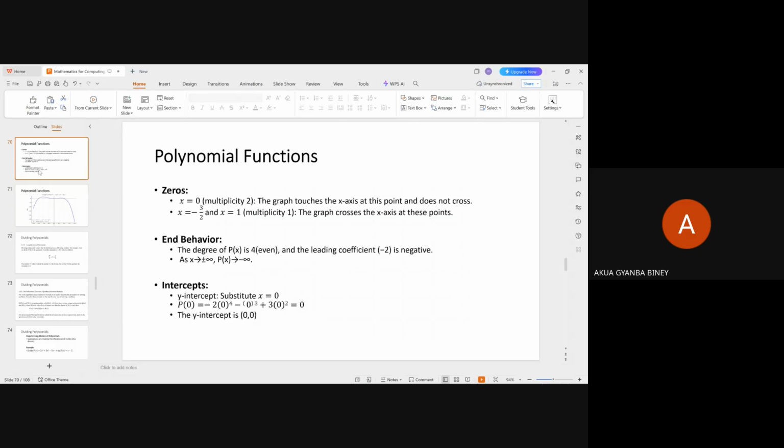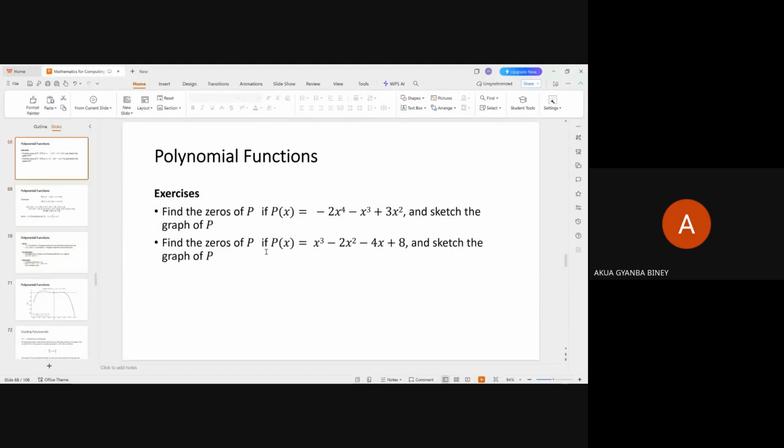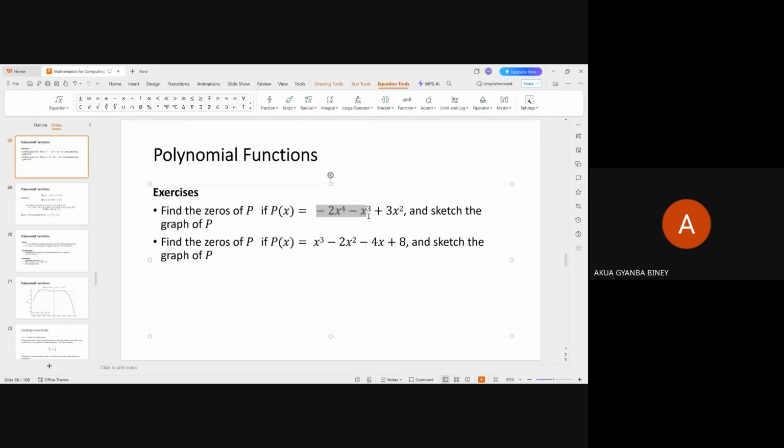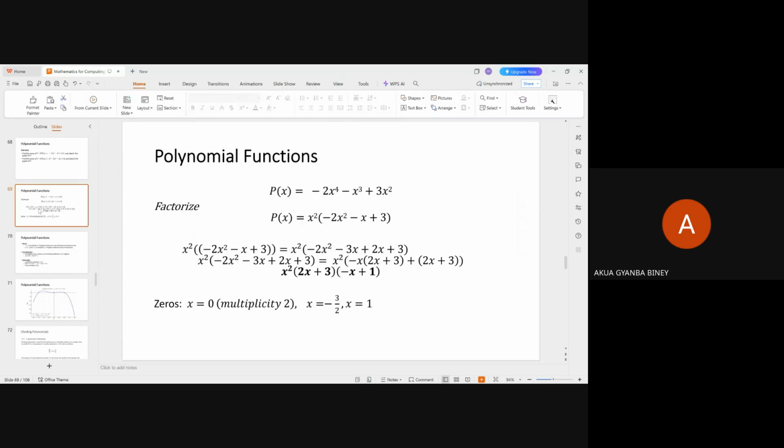So we have another question, I think. So let's do this exercise and then possibly we'll call it a day. But the rest were very easy anyway. Find the zeros of p, if p of x is equal to minus 2x^4 minus x cubed plus 3x squared, and sketch the graph. You have two of the exercises there. So you would have to go through factorization and all that to get to the zeros of p.